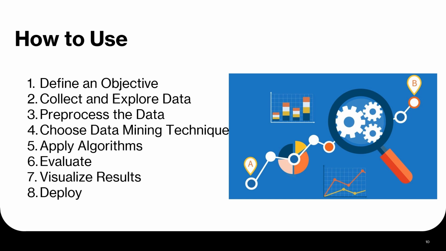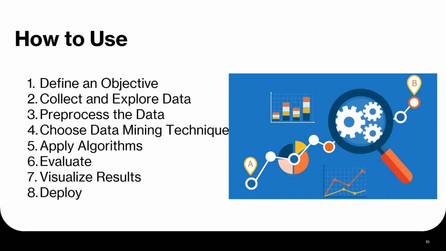Step 4. Choose the data mining technique. Depending on the data, you will want to choose the appropriate technique based on your objective. These techniques include classification, regression, clustering, association rule mining, and anomaly detection. Step 5. Apply algorithms. Algorithms are the tools that help you uncover patterns or make predictions. This can mean applying k-means clustering.